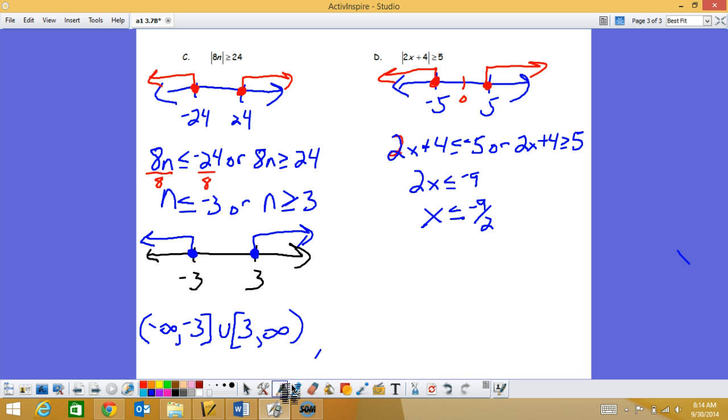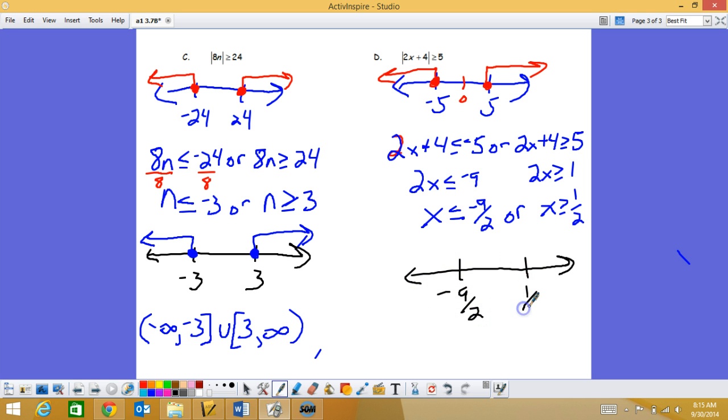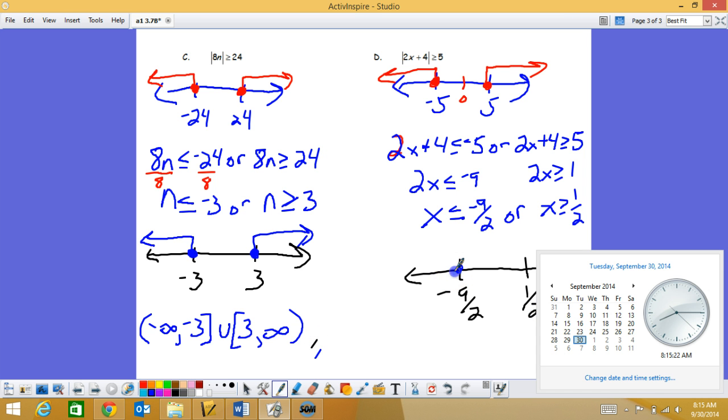So to solve the other part of the inequality, again, we subtract 4, so 2x is greater than or equal to 1, and x is greater than or equal to 1/2. So we have that or in the middle, so there is the inequality symbol. So to graph this, our critical values are -9/2 and 1/2. We would have closed circles at both.